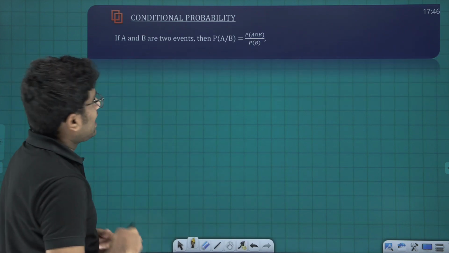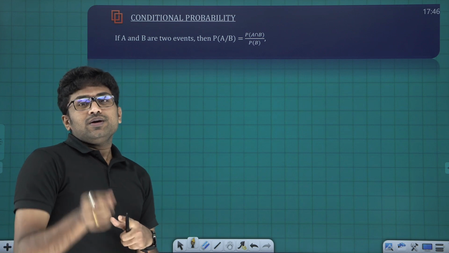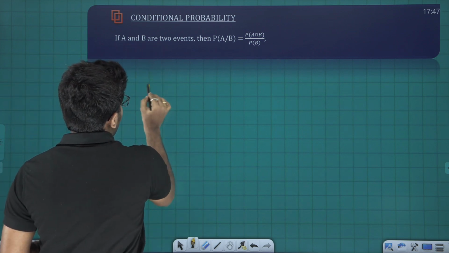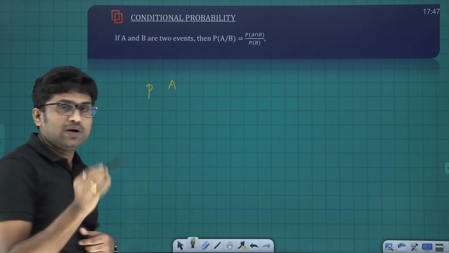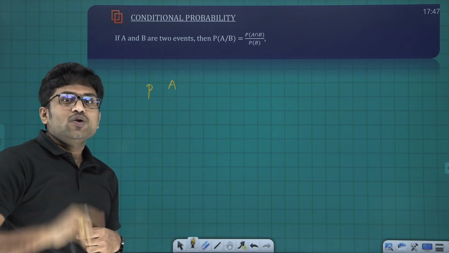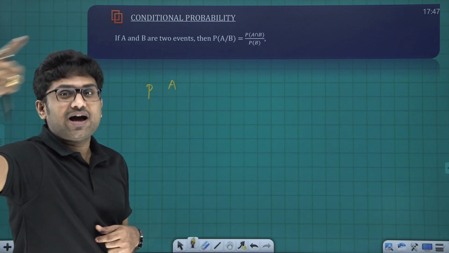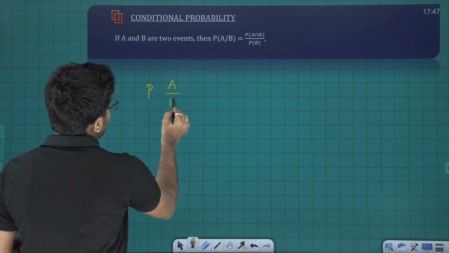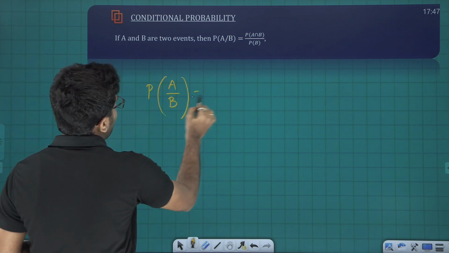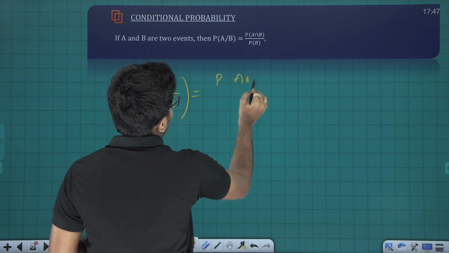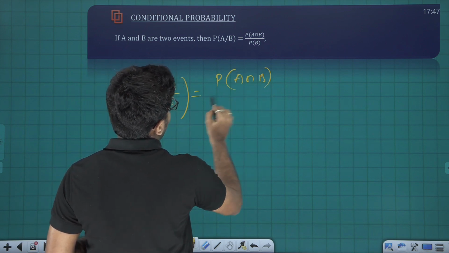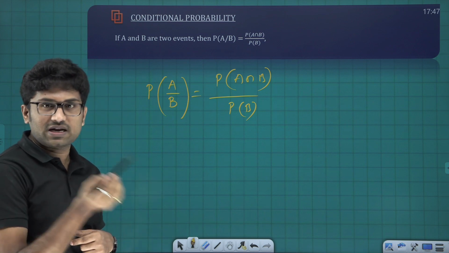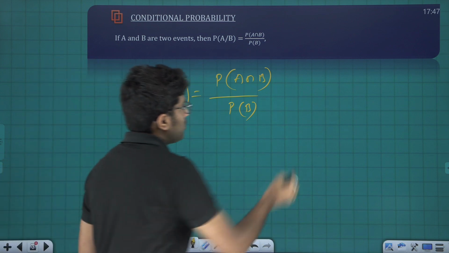Next, conditional probability. In conditional probability, the probability of occurrence of A when the event B has already occurred is denoted as P of A given B, and P of A given B is equal to P of A intersection B divided by P of B. I proved it in our regular session in class itself, friends. How do we prove it?